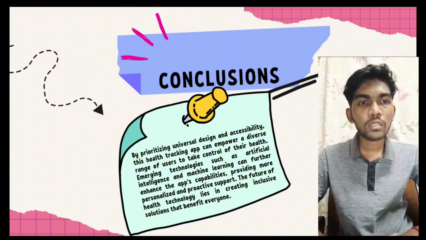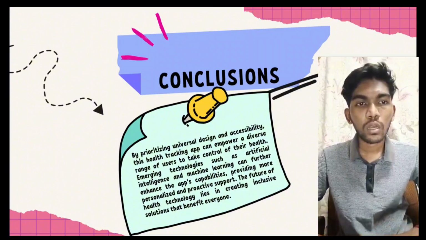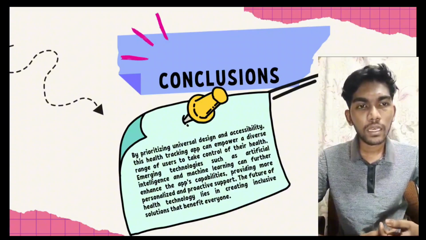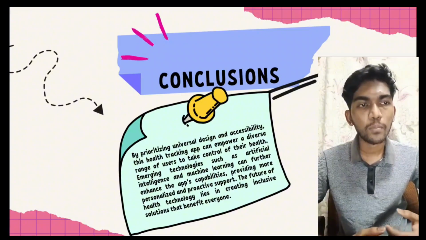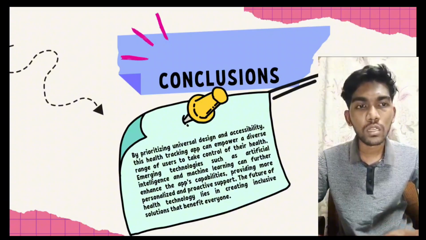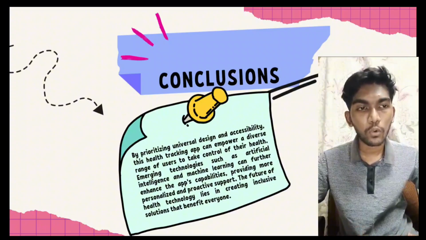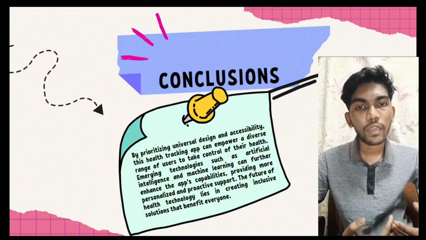So the conclusion of this case study 2: by prioritizing universal design and accessibility, this health tracking app can empower a diverse range of users to take control of their health. Emerging technologies such as artificial intelligence and machine learning can further enhance the app's capabilities, providing more personalized and proactive support. The future of health technology lies in creating inclusive solutions that benefit everyone.